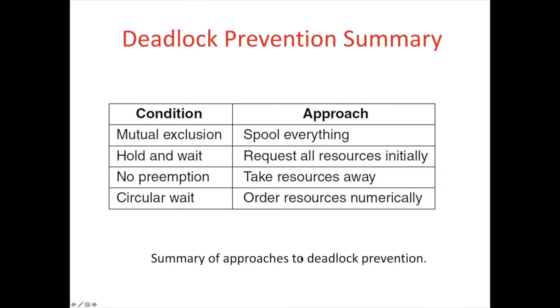Here is the summary of approaches to deadlock prevention. We have 4 conditions, and the approaches for discarding the corresponding conditions are summarized here. For mutual exclusion, the approach is to spool everything, which is not possible for some resources. Hold and wait: request all resources initially. No preemption: take resources back. Circular wait: order resources numerically.